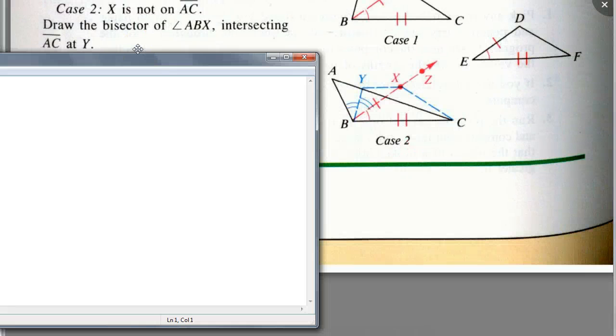So here's case 2. Case 2 is where X is not on AC. This time it happens to be outside the triangle. Does it have to be outside the triangle? No, it could be inside the triangle, depending on what kind of triangles you have. But that's not the important part. What's important is that X is not on AC. If that's true, we're going to draw another auxiliary line. Do you see the blue auxiliary line right here?